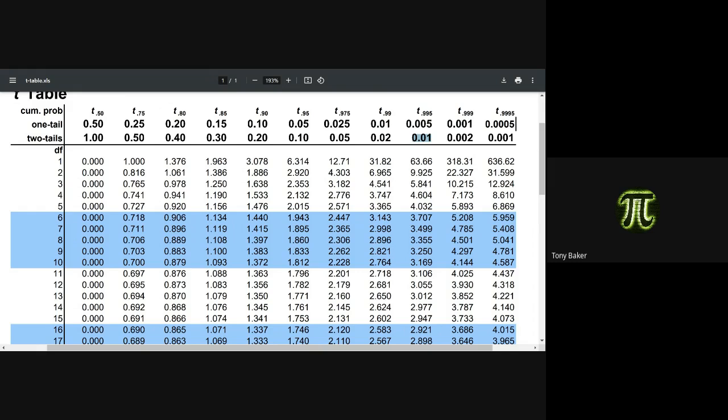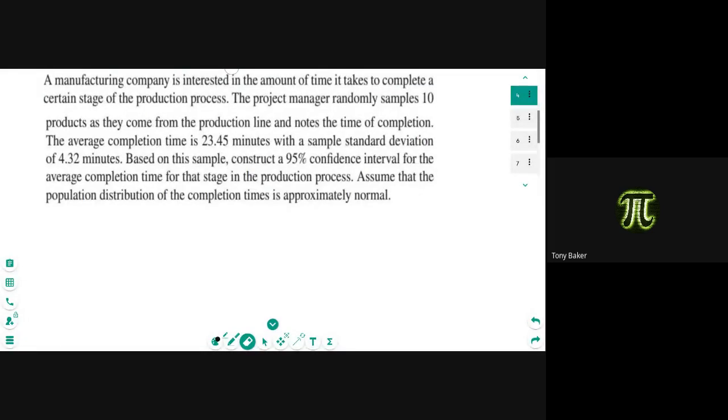All right. Let's look at a problem, and then we will look at that table on how to find it. So let's look at this problem. A company is looking to increase its productivity and looking at certain stages of the production process and figuring out how long things are taking.